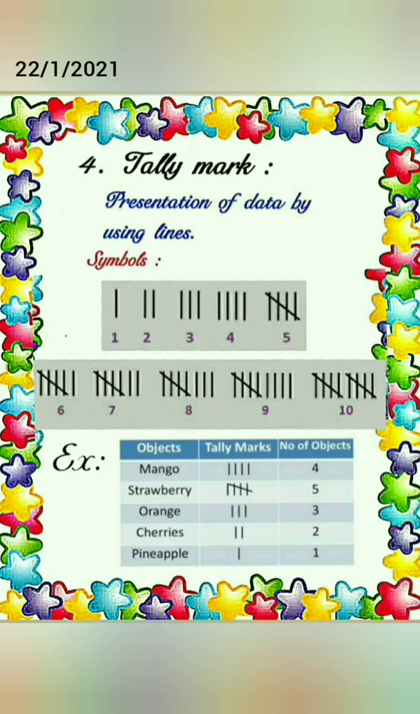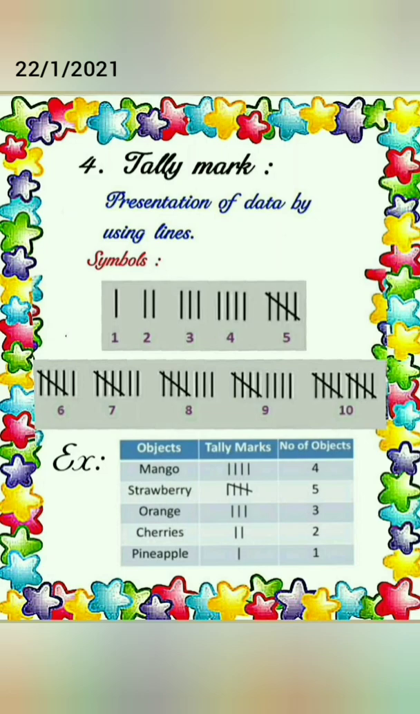Now the symbol for 6 can be framed by breaking the number 6 as 5 plus 1. We will use the symbol of 5 plus 1 standing line to make the symbol for 6. Symbol for number 7 can also be framed by breaking 7 as 5 plus 2. Symbol of 5 plus 2 standing lines. And same as for 8, 9 and 10, they will also be broken into two parts as 5 plus 3, 5 plus 4 and 5 plus 5. And you can see the symbols on the screen.